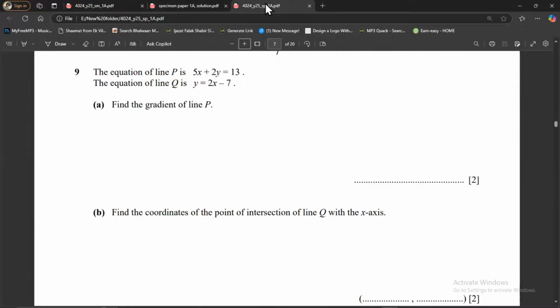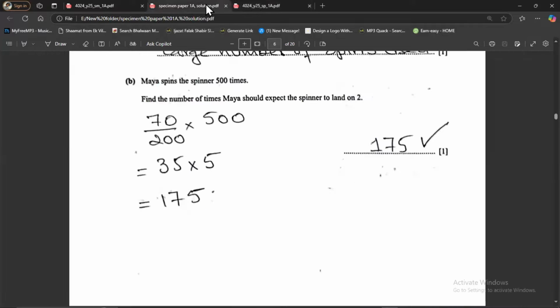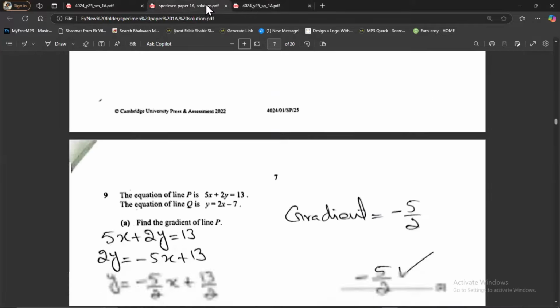You see, if the equation of the line is given and you want to find the gradient of that line from that equation, the method is very simple. You have to make y the subject of the formula. Once you make y the subject of the formula, then on the other side, whatever is the coefficient of x, that is the gradient of that line. So let's check. We have done that.